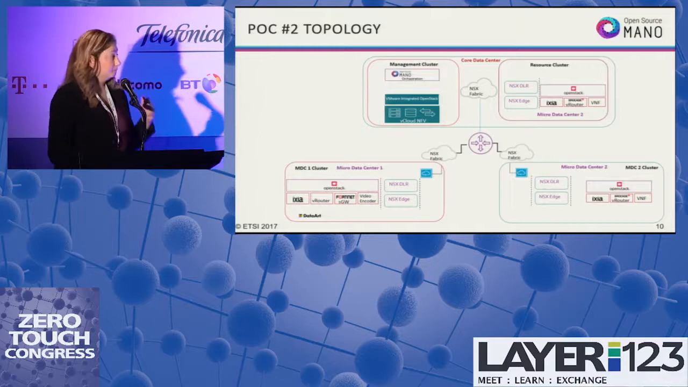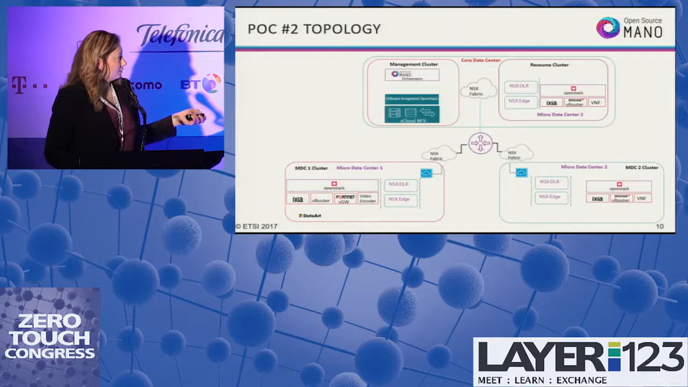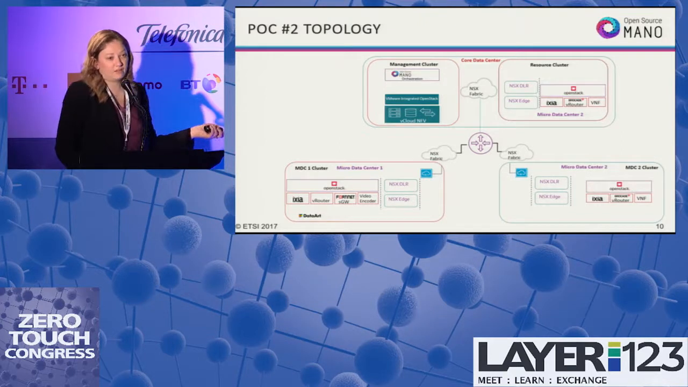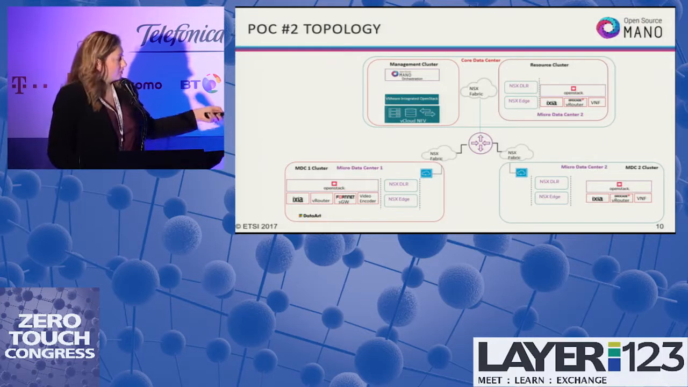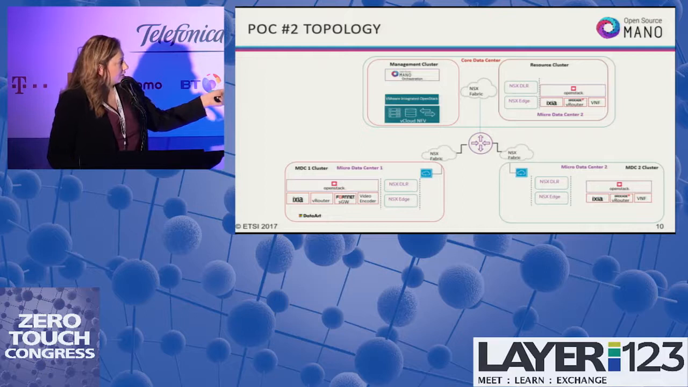So here's what we built. Across the top, you'll see we have the core data center. This represents the central data center in MEC architectures, and the architecture also includes 2 micro data centers. So these represent our edge data centers. In real-world deployments, this could be up to 5,000 different edge data centers, or it could be multi-tiered. But for the purposes of this POC, we have our centralized core data center as well as our 2 edge data centers. So you'll see here, OSM lives in what we call the management cluster.